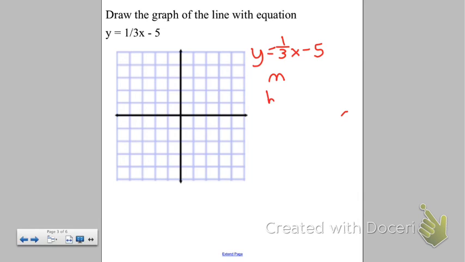I'm going to identify my m and my b. My m is the number in front of the x, so it is a positive 1 over 3. I can also write that as negative 1 over negative 3, because a negative divided by a negative is a positive. Positive divided by positive is a positive. My b is negative 5.